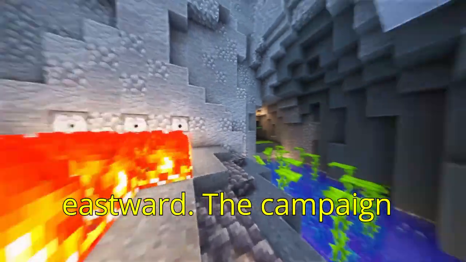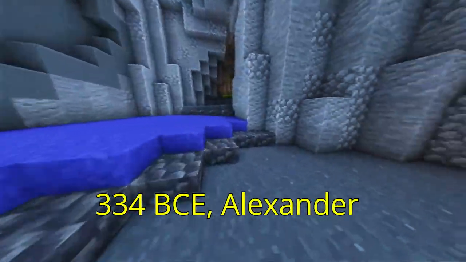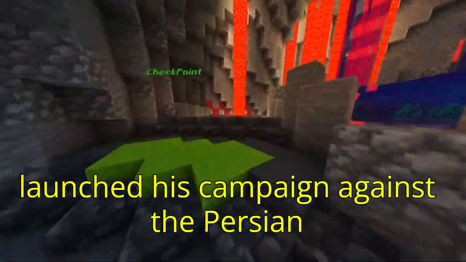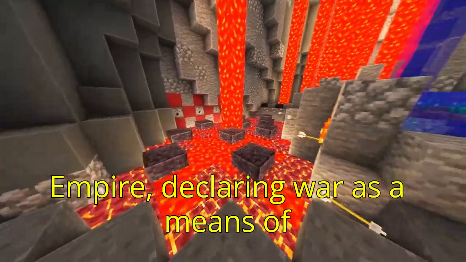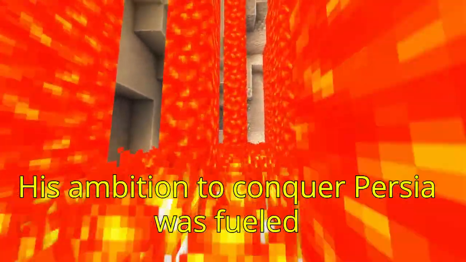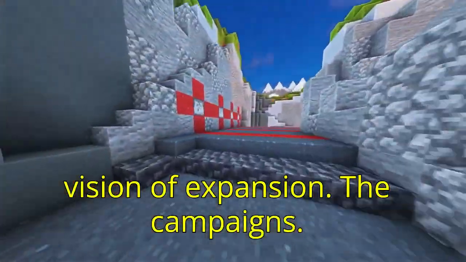2. The campaign against Persia. Declaring war. In 334 BCE, Alexander launched his campaign against the Persian Empire, declaring war as a means of avenging the Persian invasions of Greece. His ambition to conquer Persia was fueled by a desire to fulfill his father's vision of expansion.